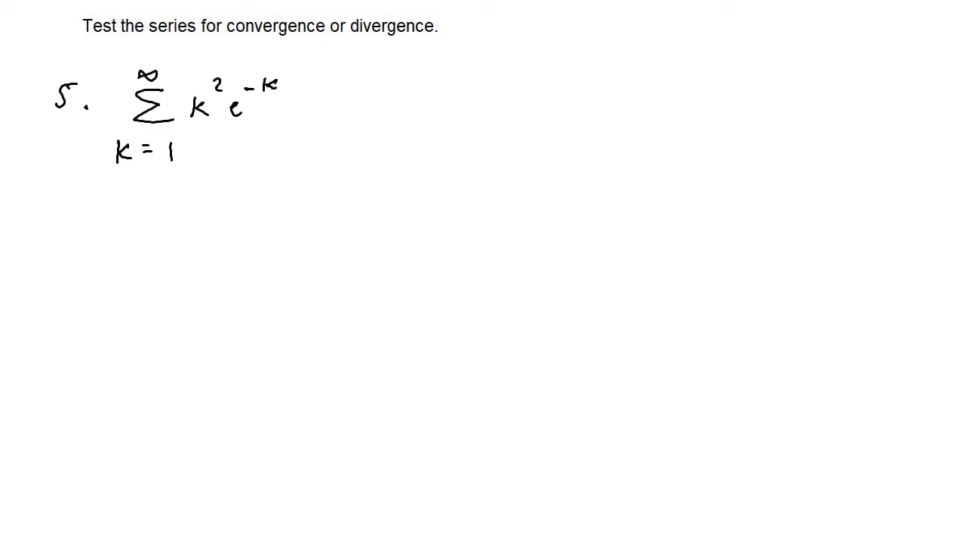Now for number 5, we have the infinite series from k equals 1 to infinity of k squared times e to the negative k. So what I would actually do here first is bring that negative exponent to the denominator. So I'll rewrite it as the series from k equals 1 to infinity of k squared divided by e to the k. Now because we do have exponents, it's probably a good idea to use the ratio test in this case. Now once again, let's say we have the series of a sub n.